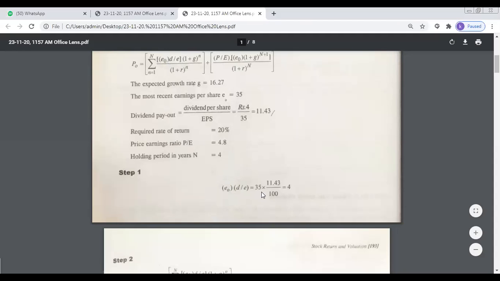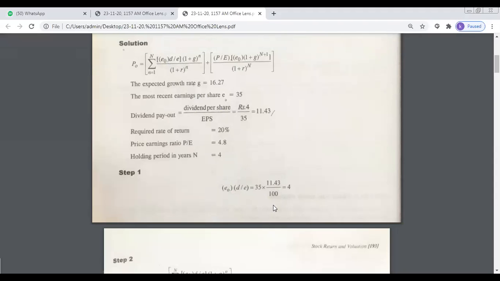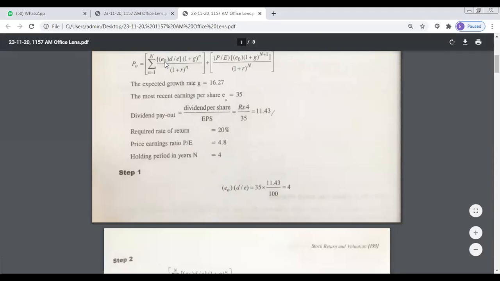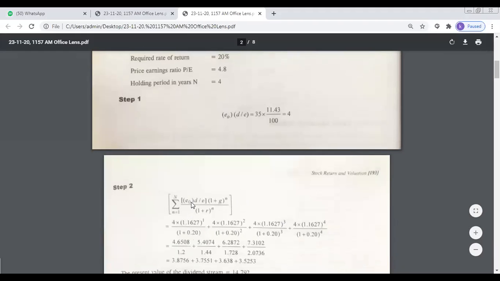So what is my E naught? E naught is nothing but earnings per share, which is 35 into the dividend payout ratio, 11.43 divided by 100. If you want the answer in percentage, you have to divide it by 100, which is equal to 4. So this entire block is equal to 4. Then using this value as 4, I substitute all the values here and get the answer.